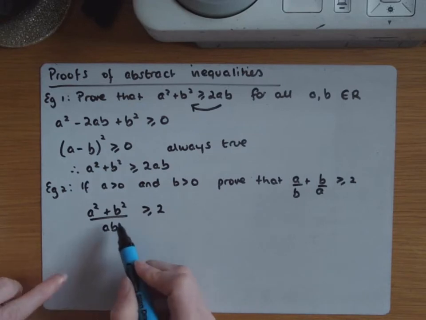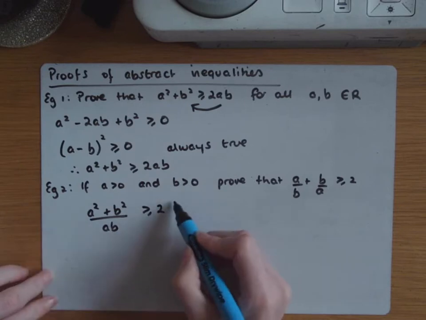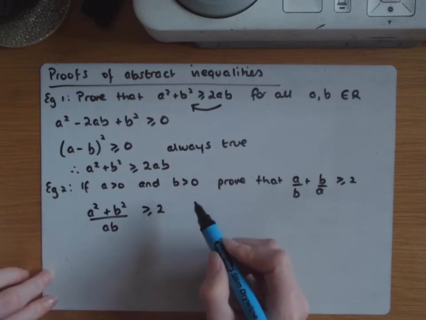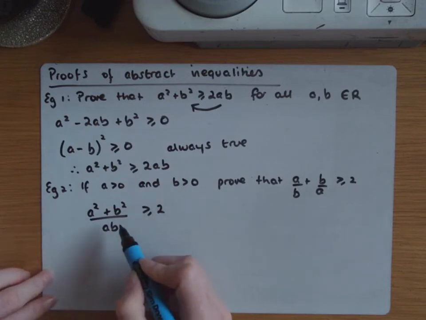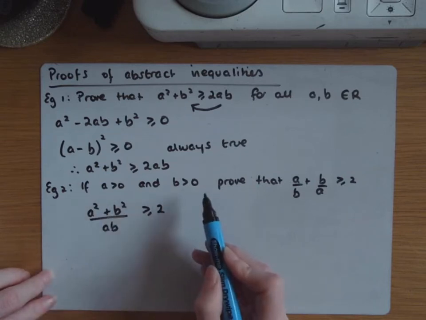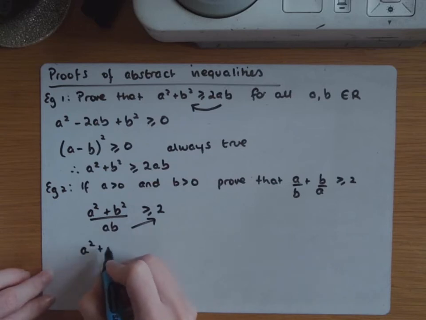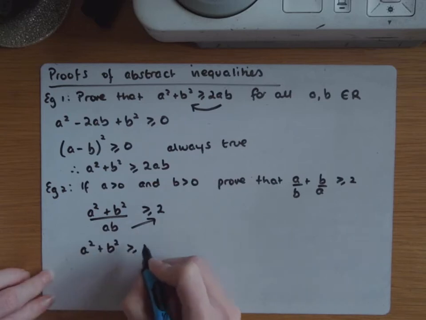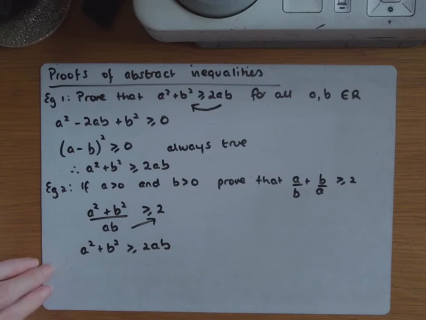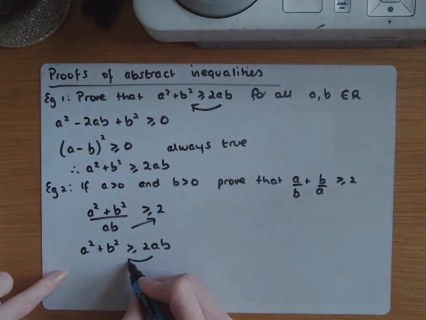So normally when we're dealing with inequalities, we'd have to multiply this side by ab squared and this side by ab squared, because we couldn't be sure that ab is positive. In this scenario, I am sure. a is greater than 0, b is greater than 0, so I can actually just cross multiply like normal. a squared plus b squared is greater than or equal to 2ab, which brings me right back up here. I have the exact same thing.